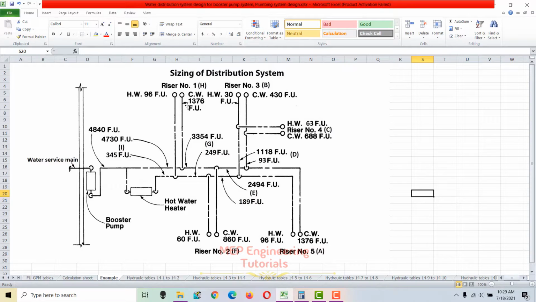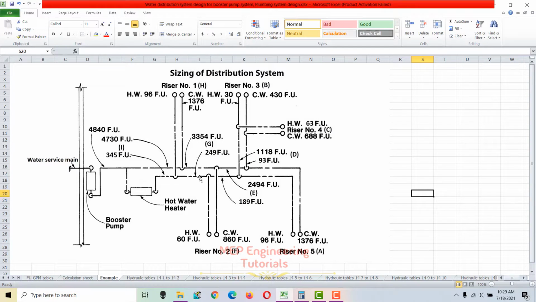And you can see that we have different risers here. Riser 1 is represented at section H, riser 3 is represented by section B, riser 4 is represented by section C, and riser 5 is represented by A, and riser 2 is represented by F. So I just divided each riser section by section. You can see here, this is section A, this is B, C section, this is B, and then this is section E, this is section D, this is section G, and then this is section I.